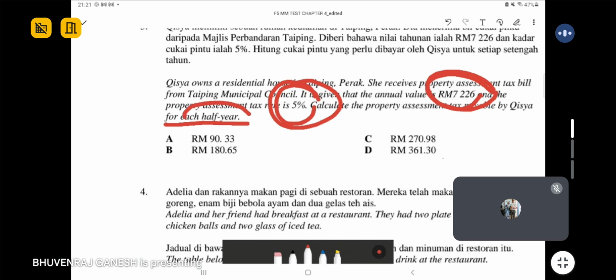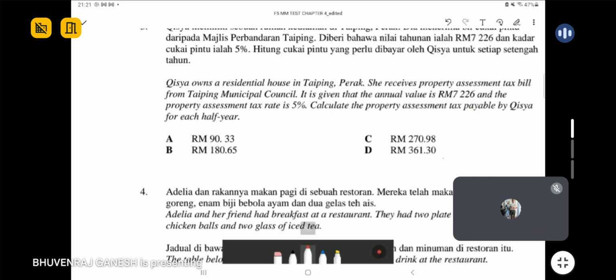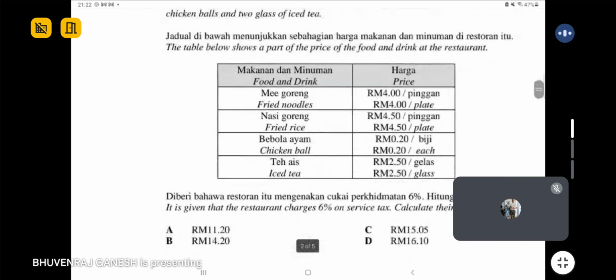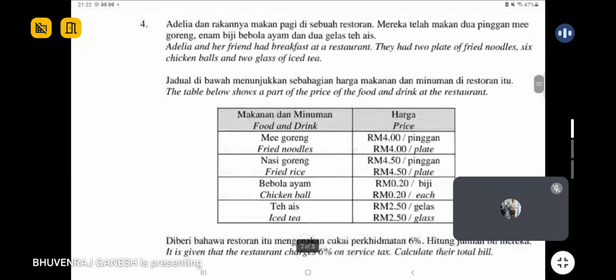So guys, half year, setengah tahun. How many months you have? Berapa bulan? 6 months, because half times 12 is 6. So you must divide your answer by 2. Bahagi jawapan dengan 2. So that's why you will get the answer finally is 180.65. Okay, so can you see guys, all this type of calculation, they come out in paper 1, especially the property assessment tax, road tax, all of that. Okay, so next one, this one is service tax.